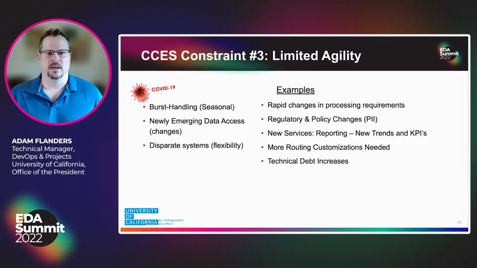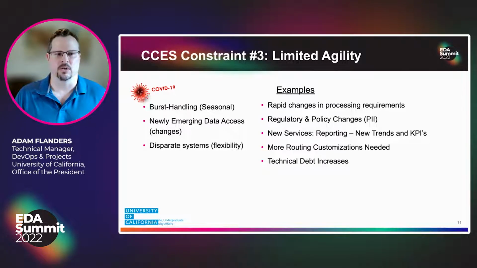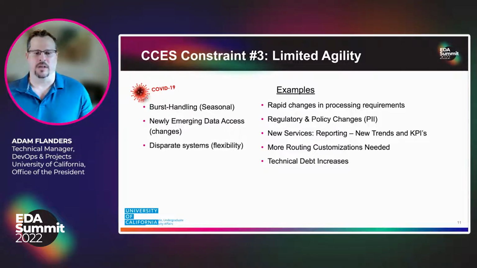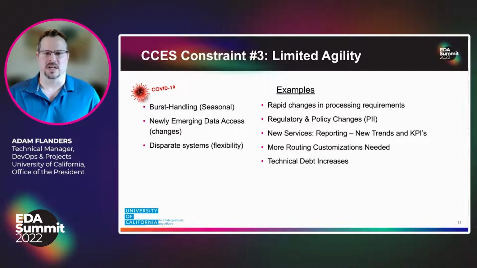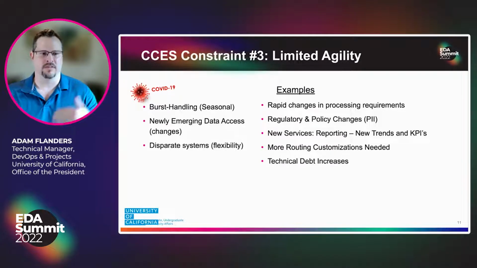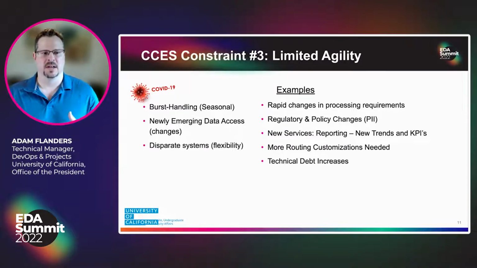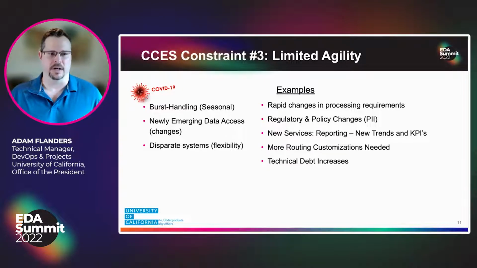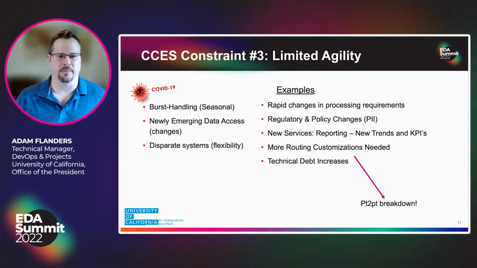Examples of that included rapid change in the processing requirements, regulatory and policy changes with personally identifiable information, new services that were coming on board with new trends and KPIs, and then of course the routing customizations that were needed for all of these different campuses for all their needed requirements. All of this, of course, meant that the technical debt was increasing dramatically. So what did we have? We have this point-to-point breakdown.